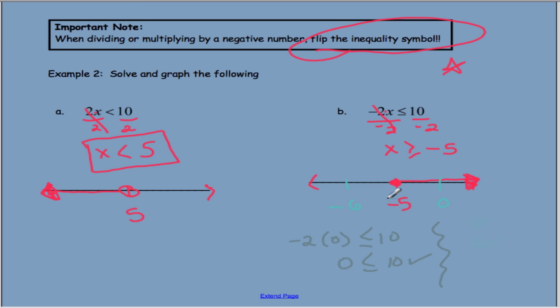So then let's also try that with negative 6, something that's supposed to not be included. Negative 2 times negative 6, and we want to know, is that less than or equal to 10? Well, negative times negative gives us a positive 12, and 12 is not less than 10. It's greater than 10, so this value is incorrect, and that shows us that we have the correct part of our graph shaded.